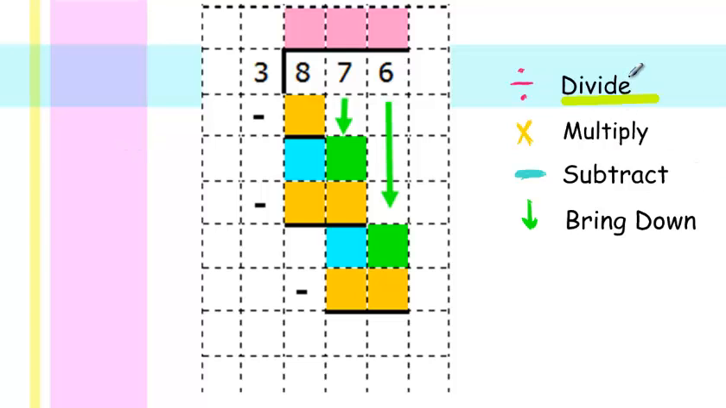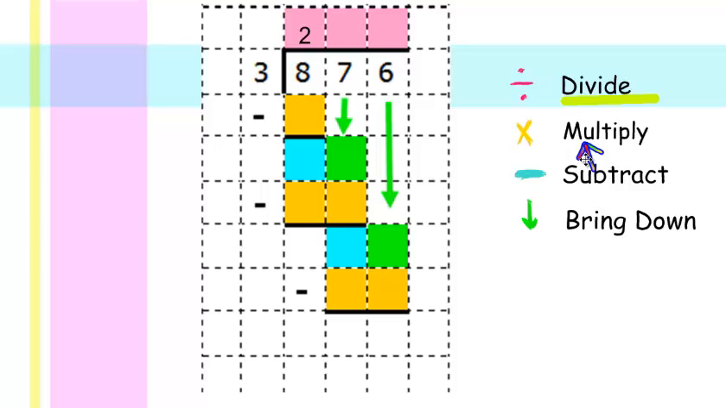The steps for long division are first divide, then multiply, then subtract, and then bring down the next number. So the first thing we're going to do is do the divide step. Well, what that means is to divide 3 into just that first digit, 3 into the 8. So 3 goes into 8 2 times. That's the divide step.